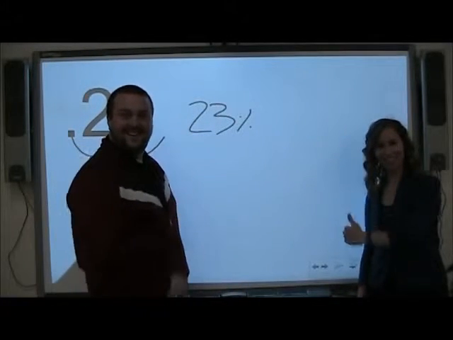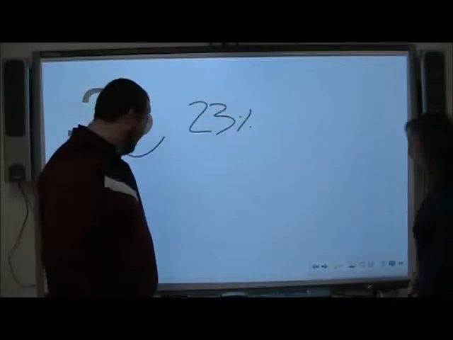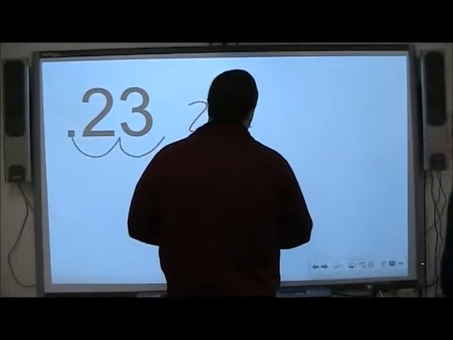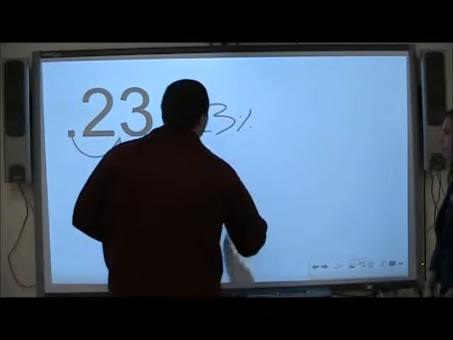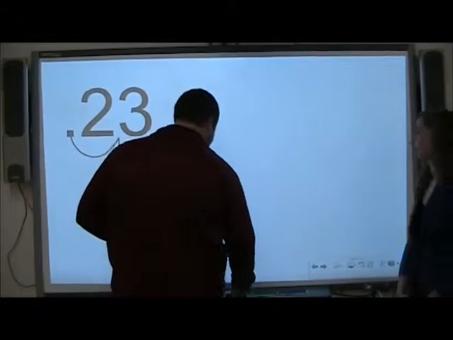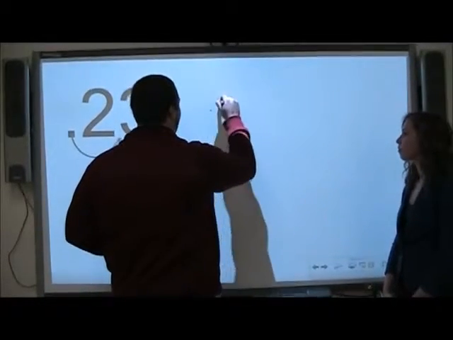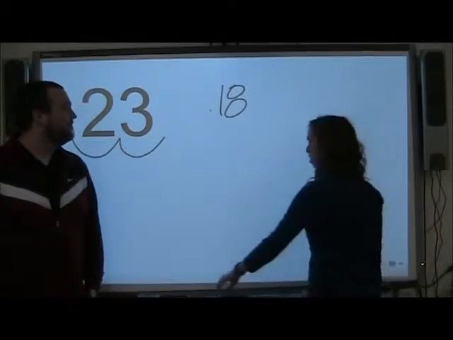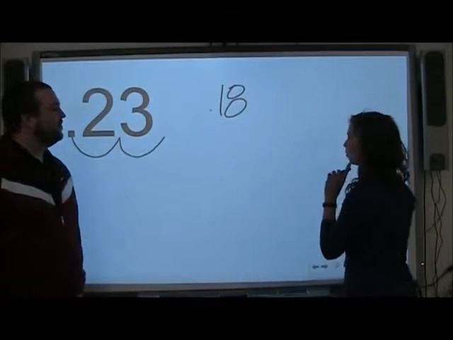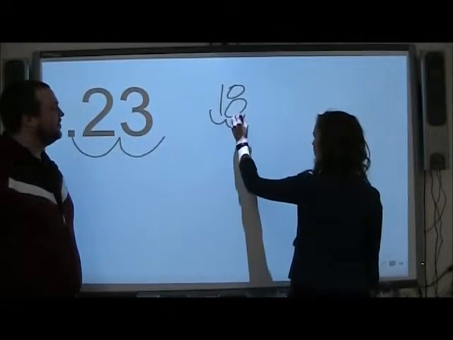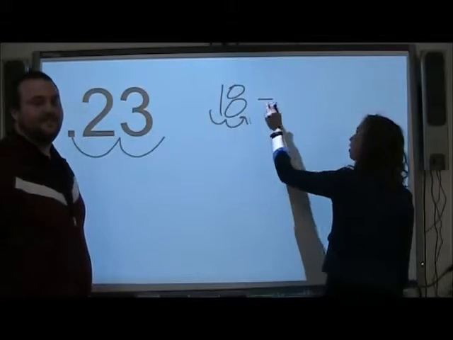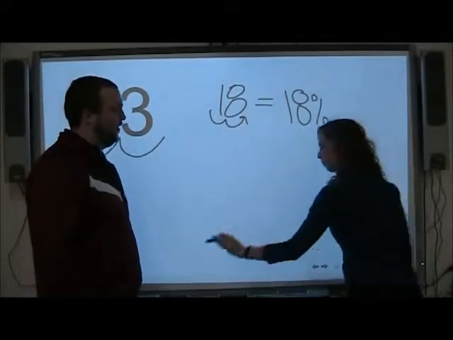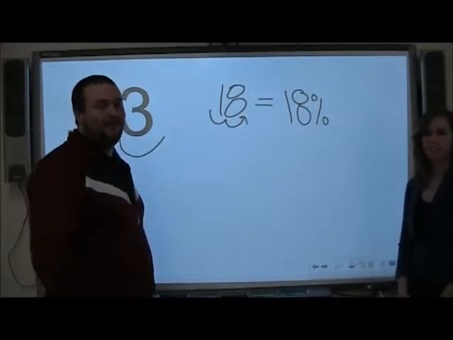All right. Let's do another example. Let's try this one. All right, 0.18. So I move the decimal 2 places to the right, and that becomes 18%. That is correct. Now let's try some problems together.